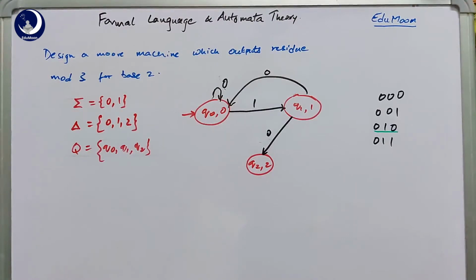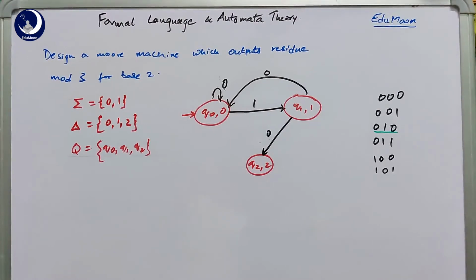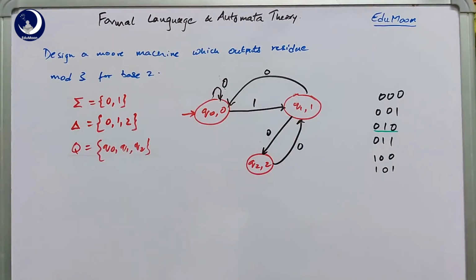The next binary numbers we take are 100 and 101, which are equivalent to decimal 4 and 5. The remainder for 100, that is 4, after you divide 4 by 3, will be 1. So after reading the symbols 100, we should be in the state Q1. So you check from the initial state again. Q0 on 1, we go to Q1. On Q1 at 0, we go to Q2. So from Q2 on 0, we need to go back to Q1 so that it gives the remainder as 1. So we have put a transition from Q2 on 0 to Q1.